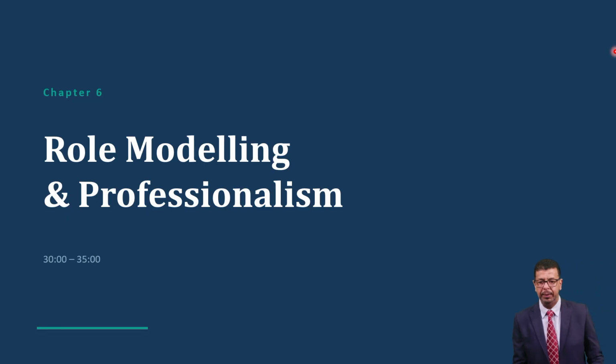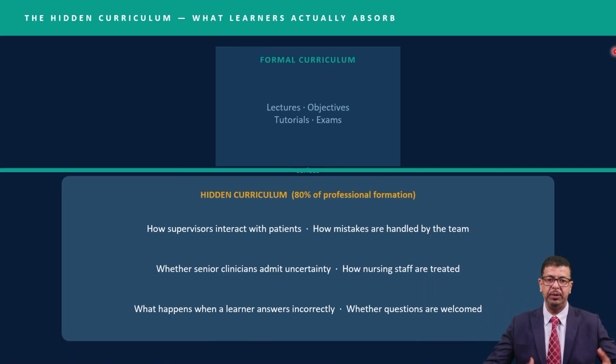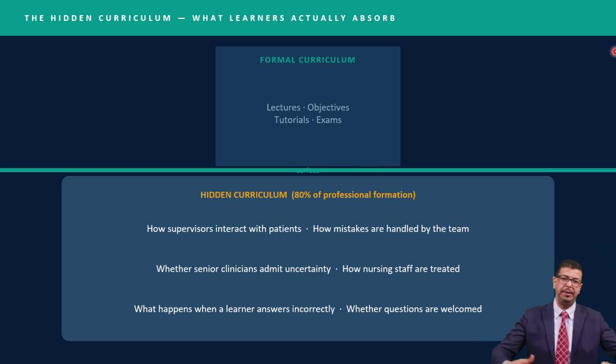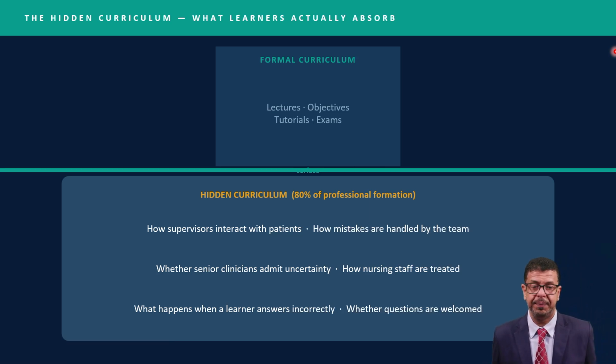Now, we will be discussing the final phases of this series of videos, which will be related to role modeling and professionalism. As you know, we have the formal curriculum, in which we have the curriculum, the manual, and the assessment, and we have the hidden curriculum. And if we look at the percentage, 80% of professional formation comes from the hidden curriculum.